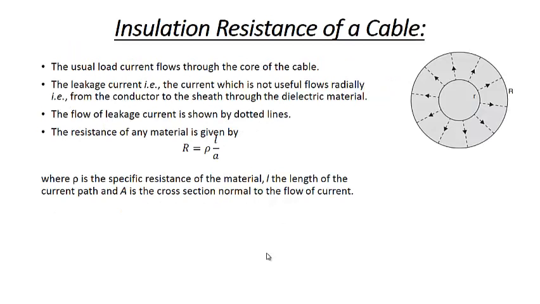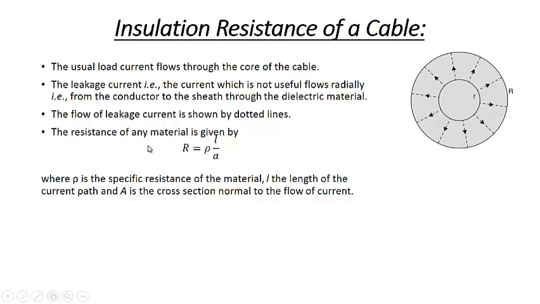Now let us try to find out the insulation resistance of a cable. In this case, we know that usually the current flows through the core of the cable, actually along the core of the cable. That means if this is a conductor, the current flow may be into the plane of this page or out of the plane of this page. But the leakage current, that is current which is not useful, flows radially. It flows radially outwards from the conductor to the sheath. Its direction is like this, which is shown in the dotted lines over here.